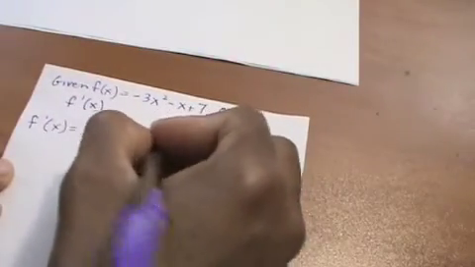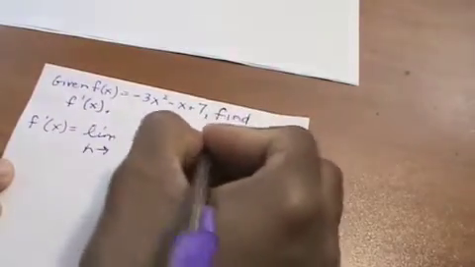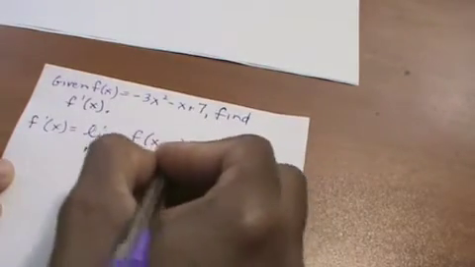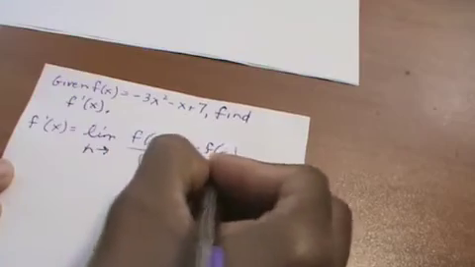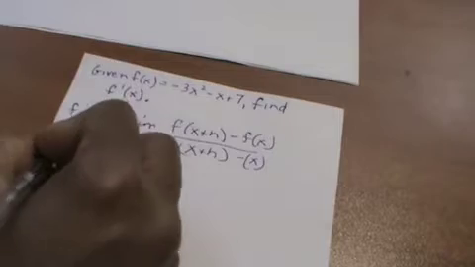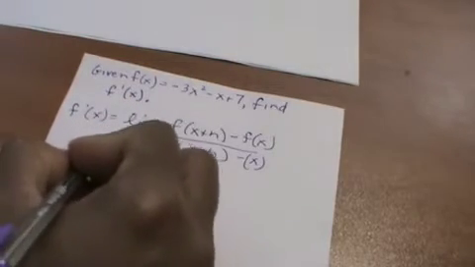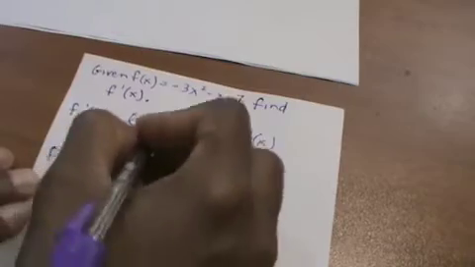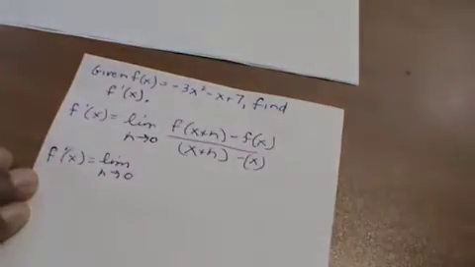f(x+h) - f(x) divided by (x+h) - x. All right, so let me get to it. So then f prime of x equals the limit as h goes to 0. I need to put the 0 there, forgot.